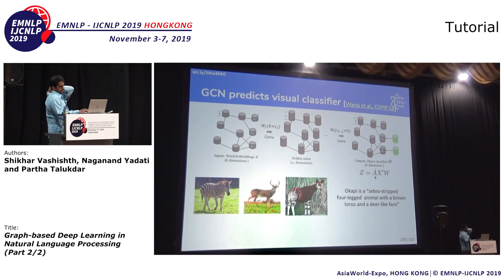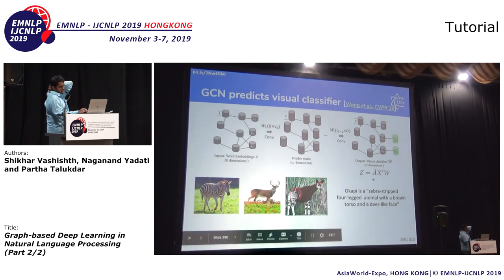So we have AXW. The adjacency matrix is essentially a label graph, where the graph has labels as vertices, which connects zebra, deer, and okapi. And the X matrix is basically the textual descriptions, some bag of words textual descriptions of the example that we saw. Now the GCN prediction is Z, and the W matrix is learned during training.